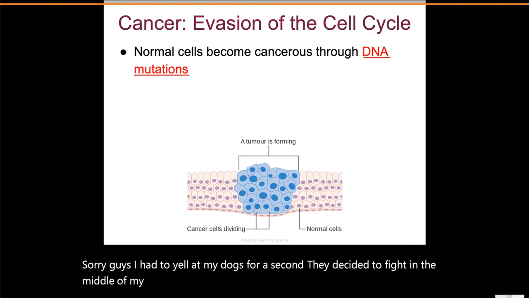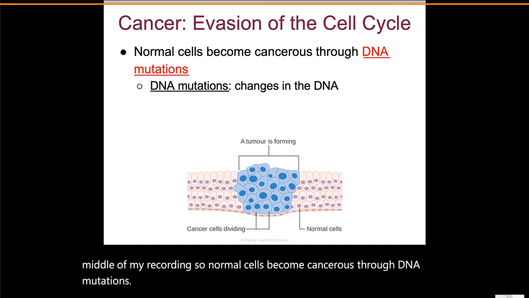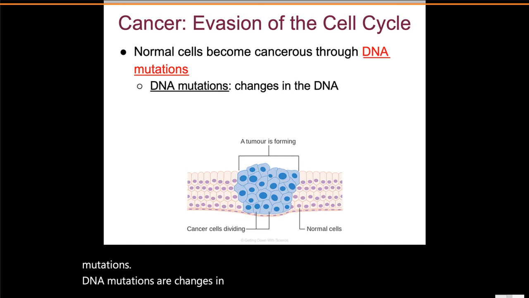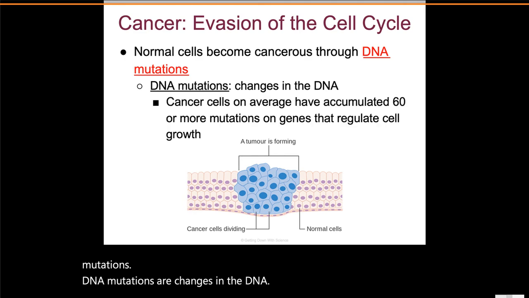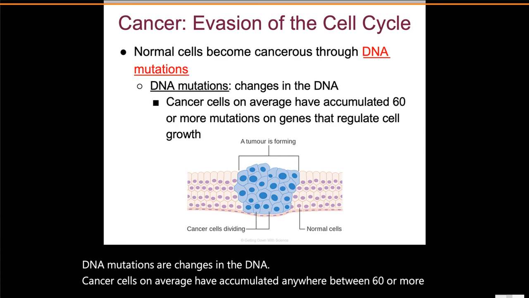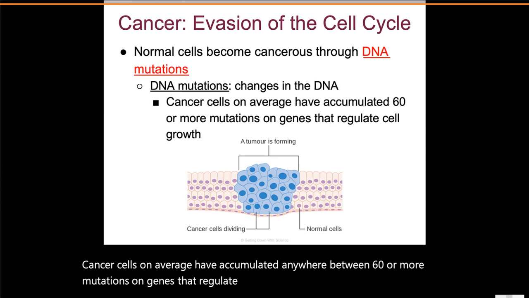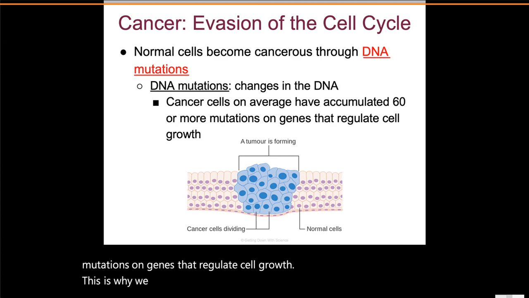So normal cells become cancerous through DNA mutations. DNA mutations are changes in the DNA. Cancer cells on average have accumulated anywhere between 60 or more mutations on genes that regulate cell growth. This is why we have tumors that form and why they begin to grow and replicate out of control.